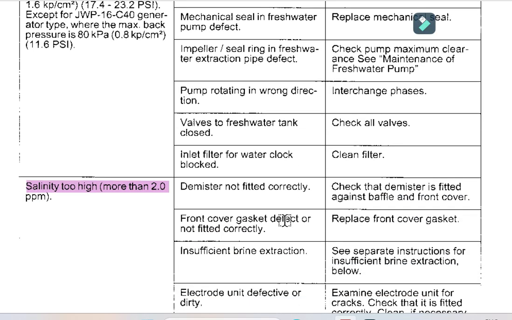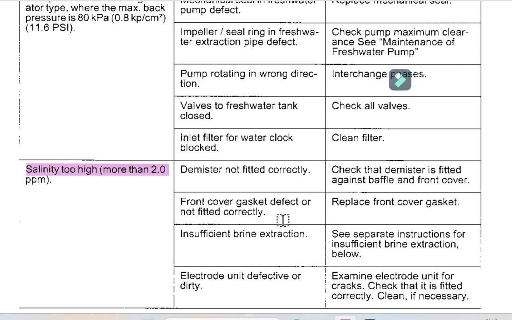Next is salinity too high. It is also a very frequent problem, more than 2 ppm. So we are maintaining less than 2, the water is good. So salinity too high. Demister not fitted correctly, very, very important. During the complete overhaul and maintenance, once the cleaning is done, after cleaning you have to make sure that it is correct. Check that the demister is fitted against the baffle and front cover. As per the manual instruction, you must check it.